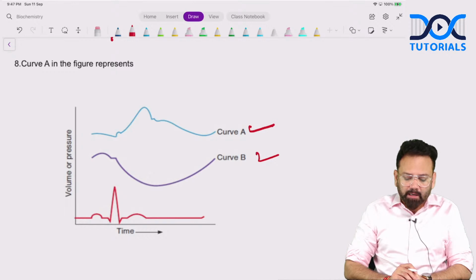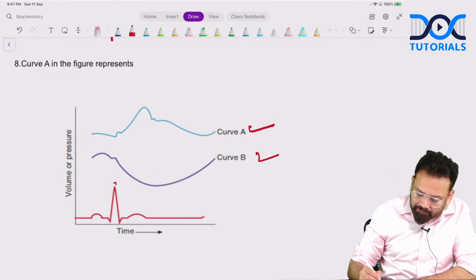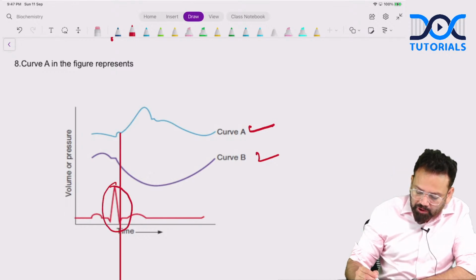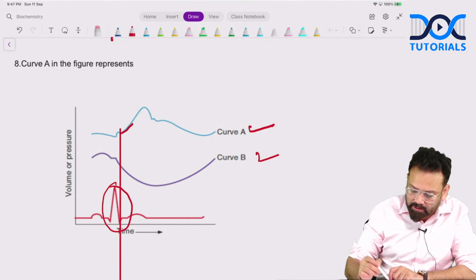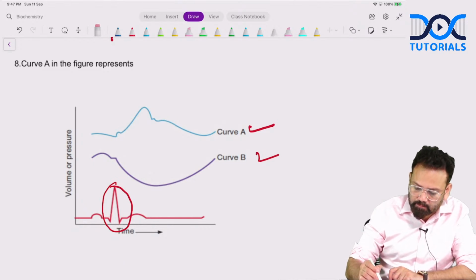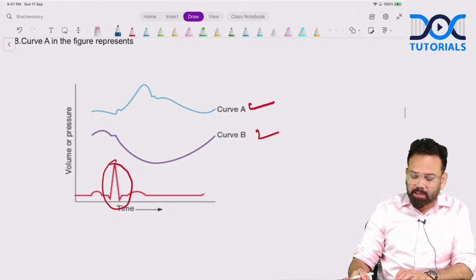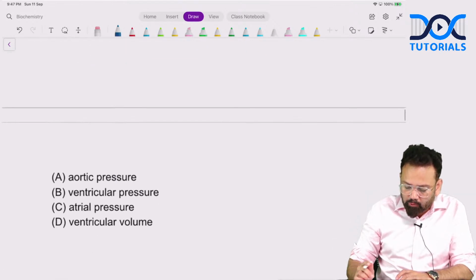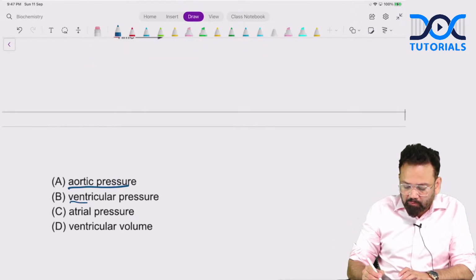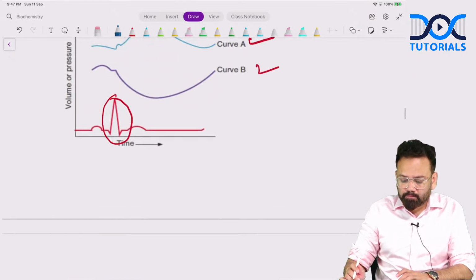What is represented by curve A? See, it is coming after QRS. Which pressure is increasing after QRS? Okay, let me give you options: aortic pressure, ventricular pressure, atrial pressure, or ventricular volume.